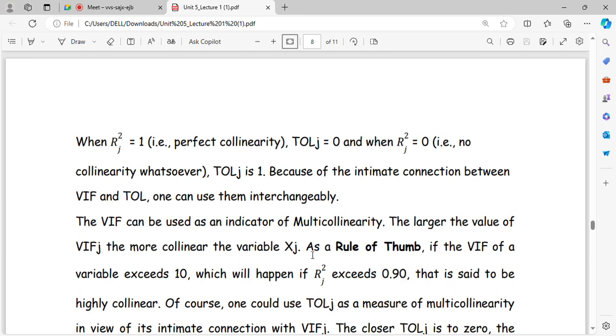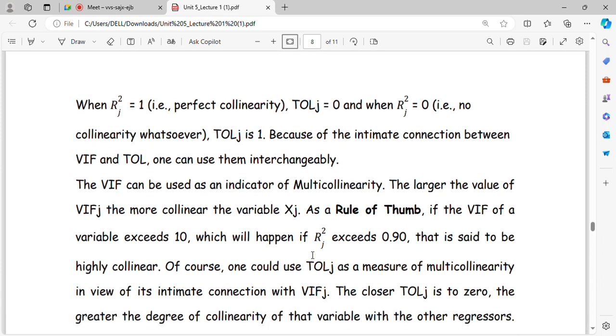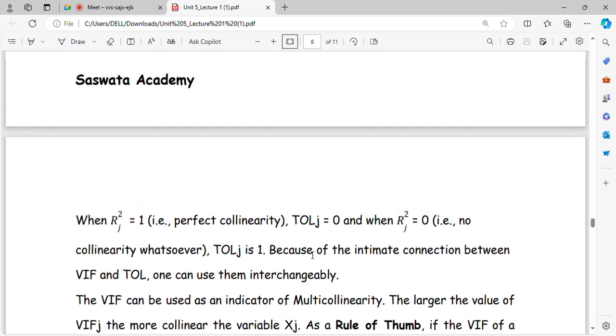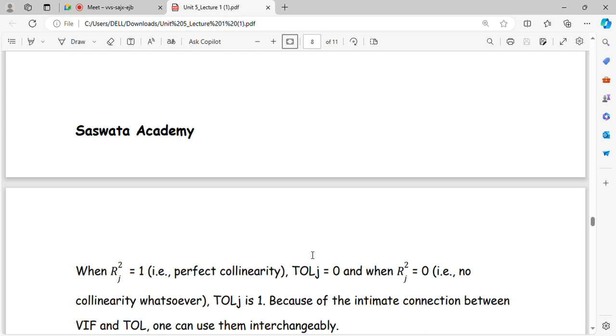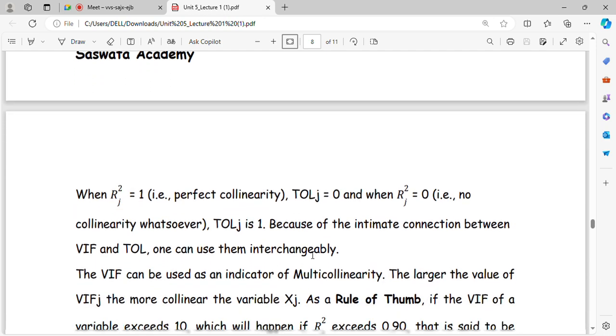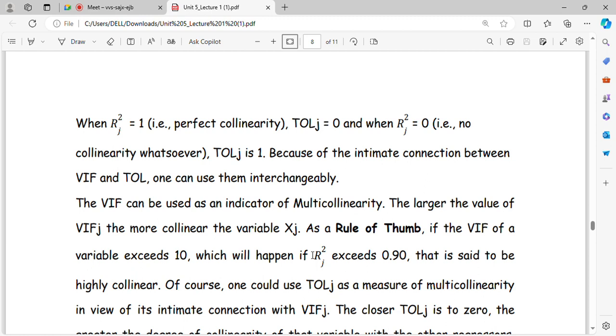So the larger the value of VIFj, the more collinear the variable xj. As a rule of thumb, if the variance inflation factor exceeds 10, which will happen if r square j exceeds 0.90. Clear? Because we know that VIF is 1 by 1 minus r square j. So if r square j is 0.9, then 1 by 1 minus 0.9 means 1 by 0.1, which is 10. Right? So if VIF exceeds 10, then it is said to be highly collinear.